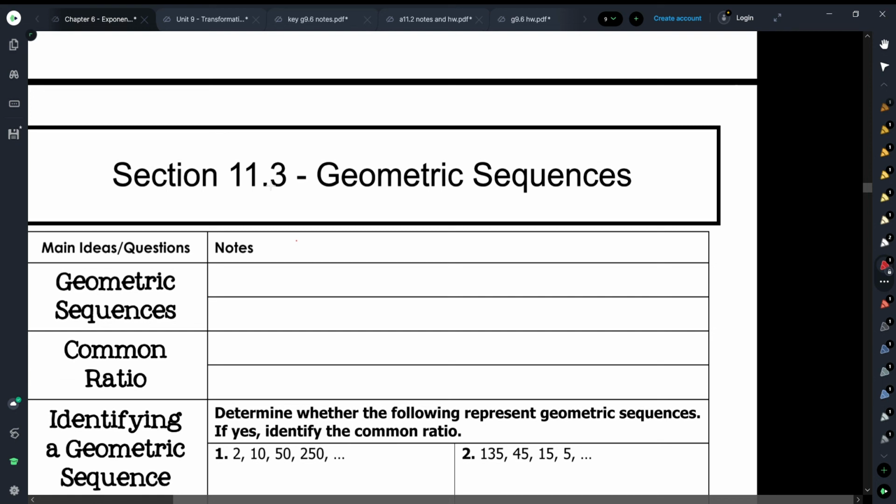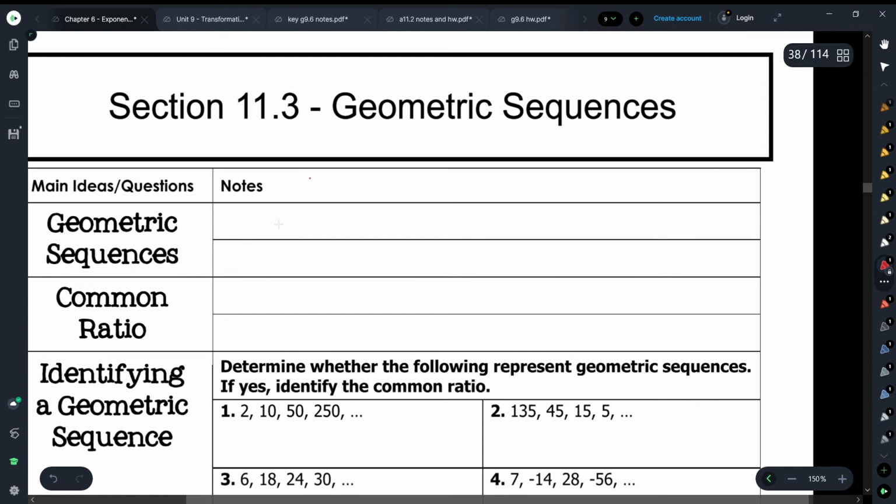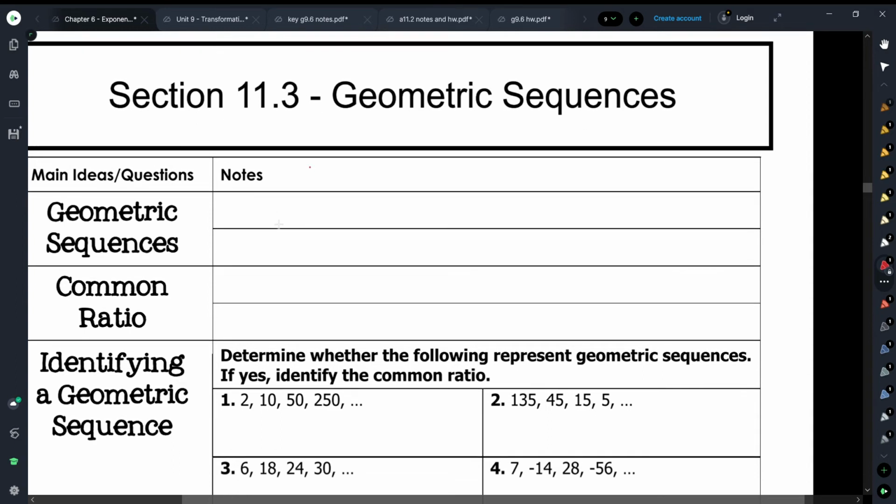Alright, this is the video for the lesson, our section 11.3, which is geometric sequences, our last section in chapter 11. I taught this virtually in Teams, but if you're watching this, you might just be watching it to get a little extra help.